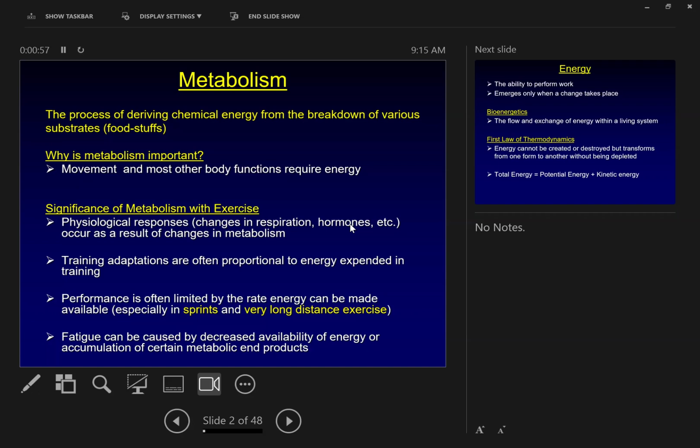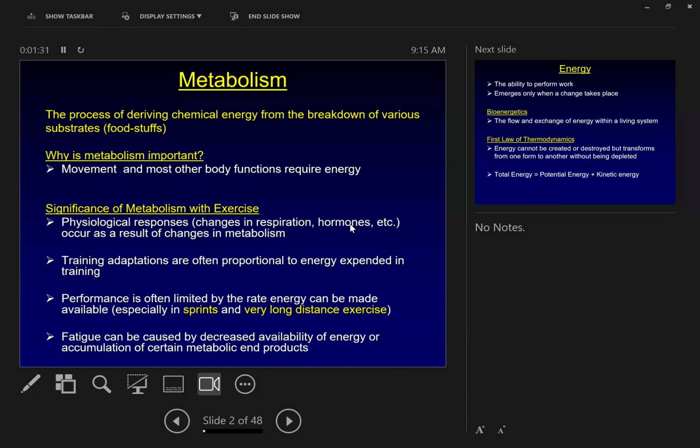Because of that, many training adaptations occur in direct proportion to the ATP turnover that takes place during a bout of exercise. If the ATP turnover drives these other changes, those changes disrupt homeostasis, and then we want to adapt, to try to have less of a change the next time. Okay, so understanding what a bout of exercise does from a metabolic standpoint can help us predict training adaptations and better design programs.